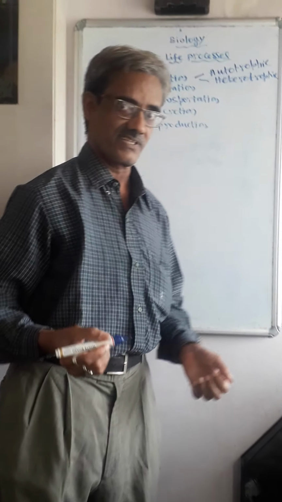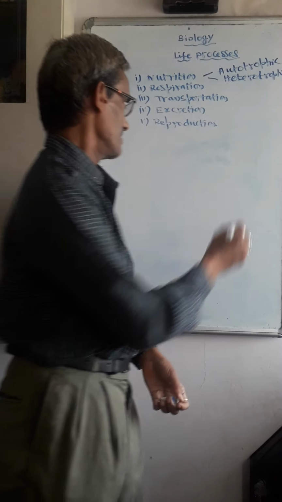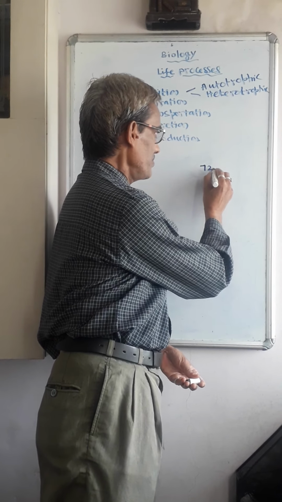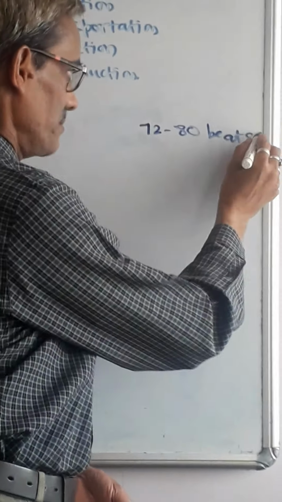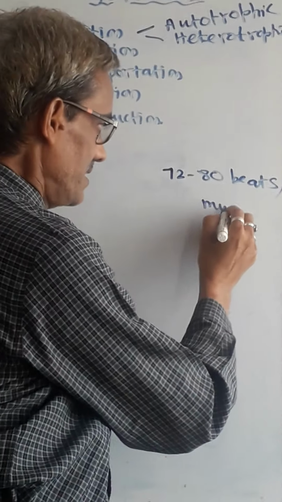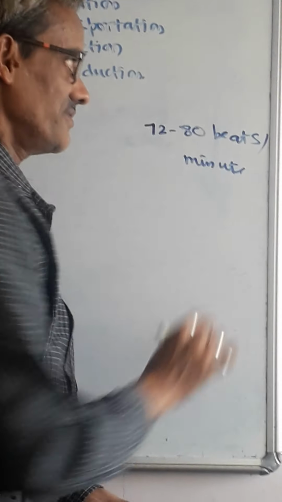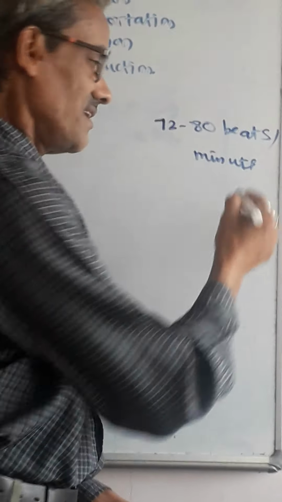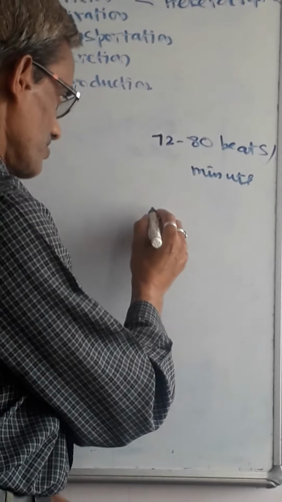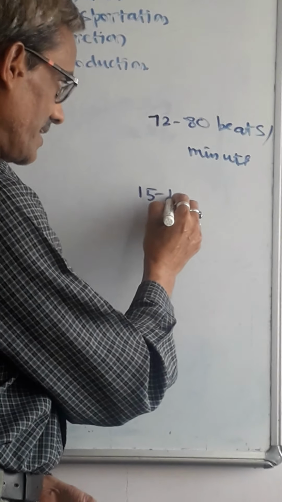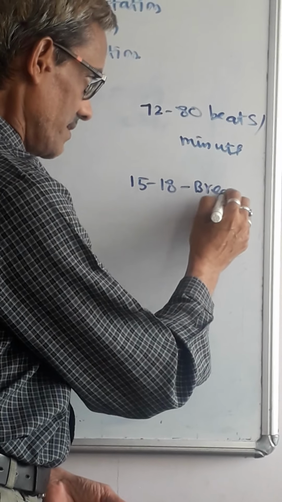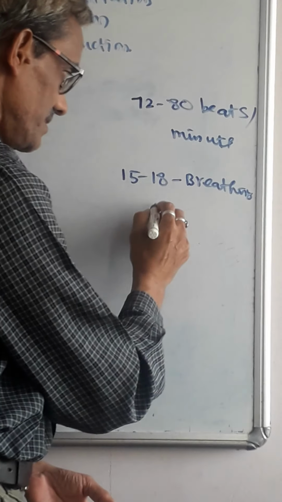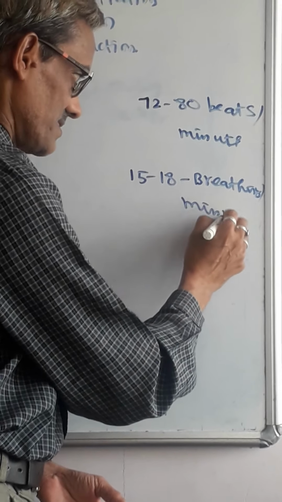Okay, now I want to say a few things here. How many times does the heart beat? The heart beats 72 to 80 beats per minute, for a normal person. Then how does the lungs do breathing? If the lungs do about 15 to 18 breaths per minute, then the person is normal.